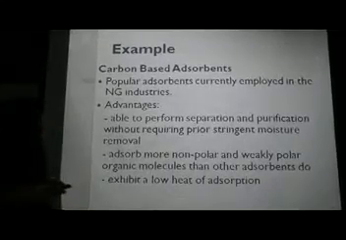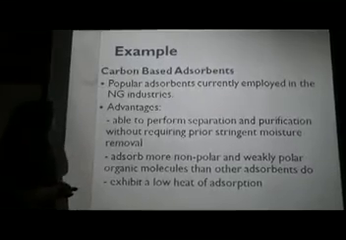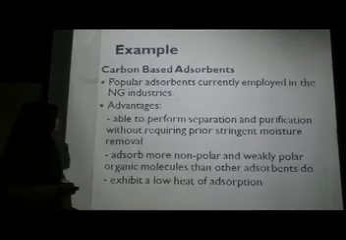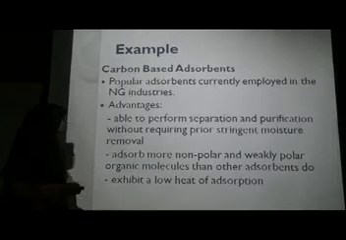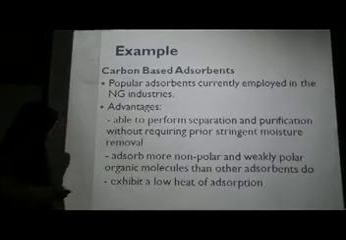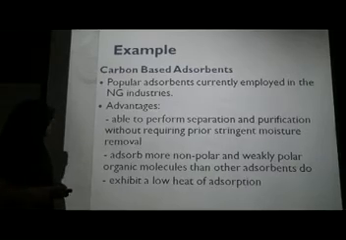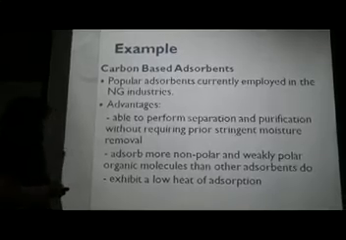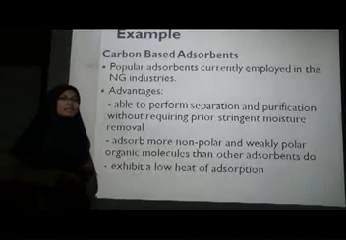An example of adsorbent is carbon-based adsorbents. First, it's a popular adsorbent currently employed in the energy gas industry. Advantages for carbon-based adsorbent are, first, able to perform separation and purification without requiring prior stringent moisture removal. And second, adsorb more non-polar and weakly polar organic molecules than other adsorbents do. And lastly, exhibit a low heat of adsorption. Next, I will pass to Shafika to present.